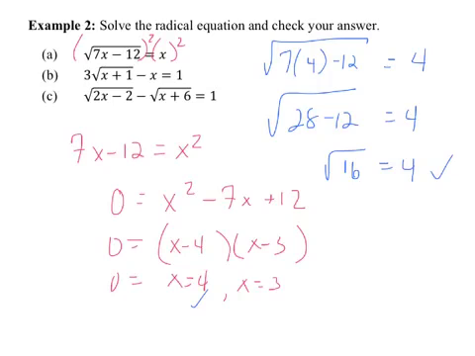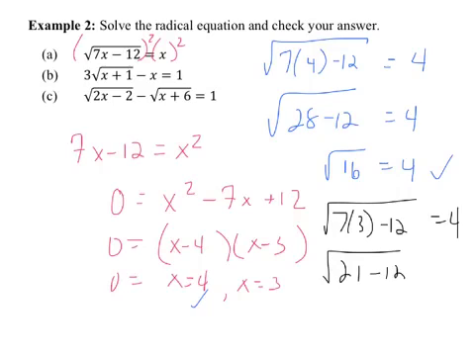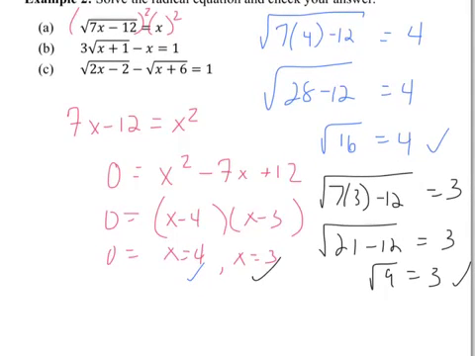Let's check 3 next, and we'll do that in black. So we're going to have the radical of 7 times 3 minus 12, and that equals 4. 7 times 3 is 21 minus 12. I'm sorry, not 4, that equals 3. Let me change that, because we're checking x equals 3. So this is going to be radical 9 equals 3, and radical 9 does equal 3. That is true. So these are both correct. So our solution set for part A is x equals the set 3, 4.